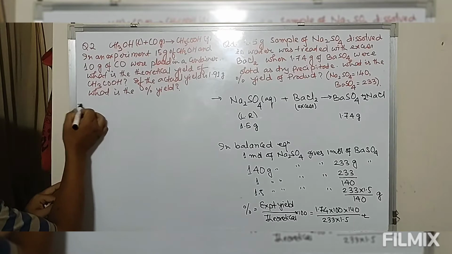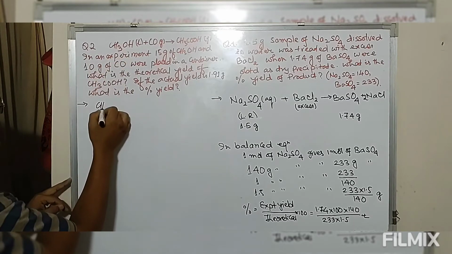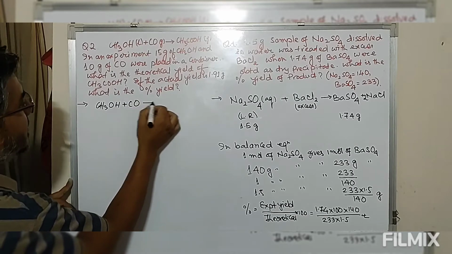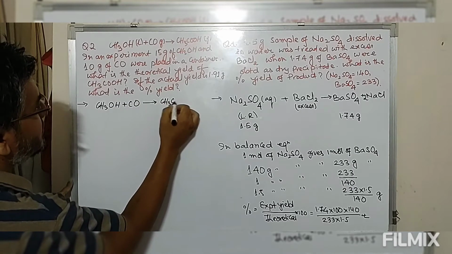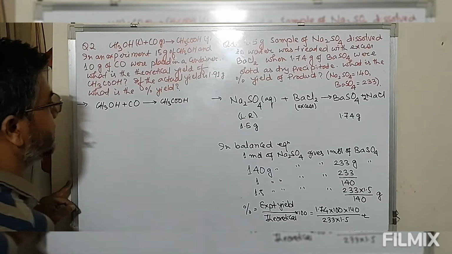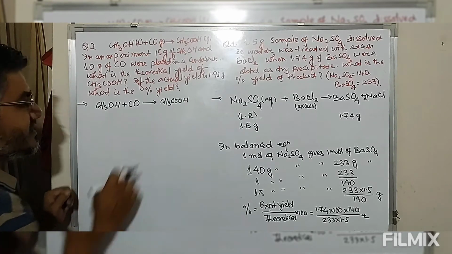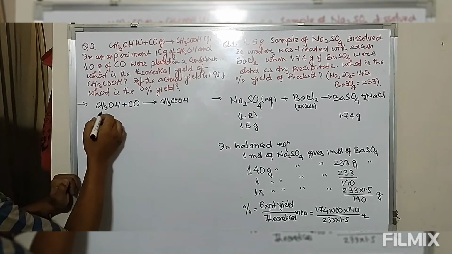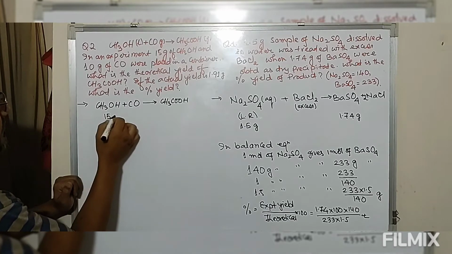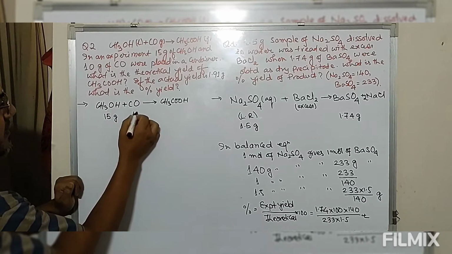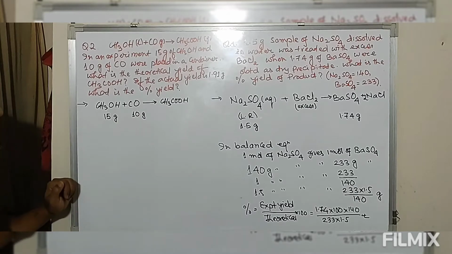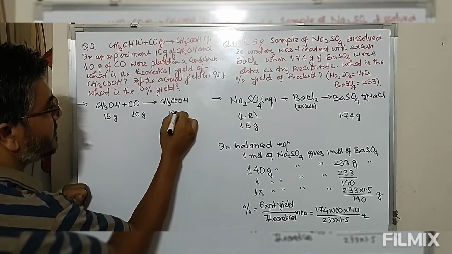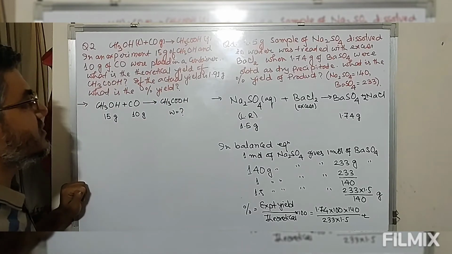So now look at this. We have this reaction: CH3OH plus carbon monoxide gives you CH3COOH. The reaction is already well balanced. The coefficients are 1, 1 each. Now the reaction says we are starting with 15 gram of this and 10 gram of this. Then what is the theoretical yield? What is the mass of this CH3COOH?